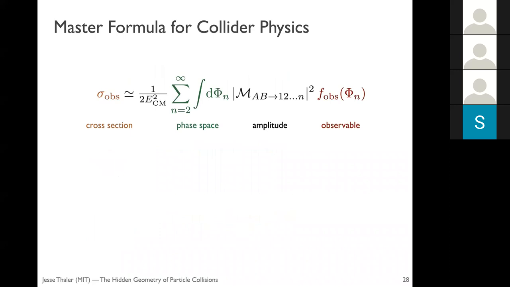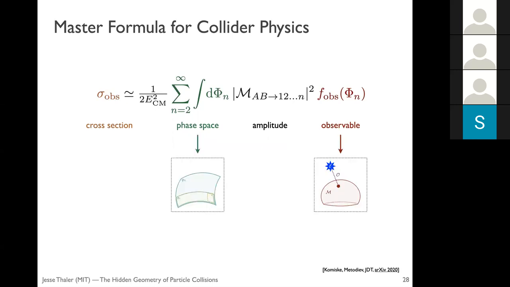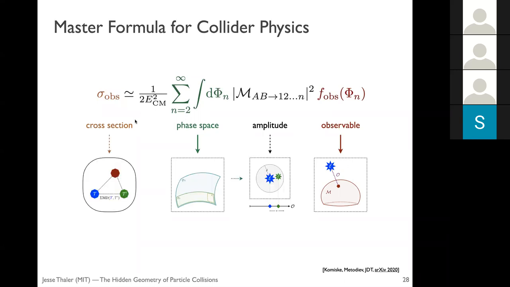Okay, so what can be geometrized? When we teach collider physics 101, here's the master formula for figuring out the cross section for an observable. It involves a sum and an integral over phase space, calculating a scattering amplitude, and choosing an observable. What we're going to see is that the concept of phase space maps into this abstract space. There are also things related to cross sections and amplitudes that have a mapping as well, though those have not been as fleshed out, but I'll try to give you examples in this last part of my talk to highlight these connections.